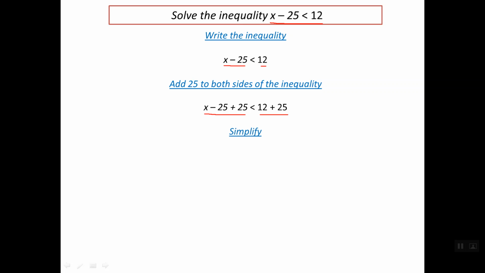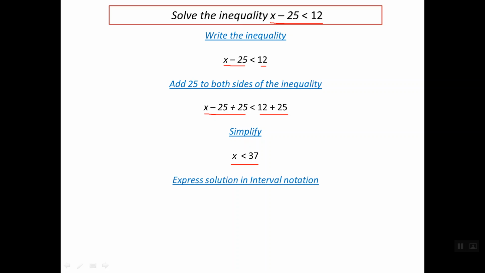Now we can simply simplify. For the left side, we have only x, and for the right side, we have the sum of 12 and 25, which is 37. So the solution is x less than 37. So in order to understand the solution, we say that any value of the variable x which is less than 37 is part of the solution of this inequality. See that number 37 is not part of the solution.